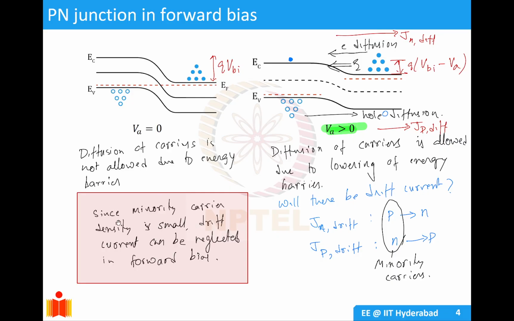So one important point: the minority carrier density is small, so drift current can be neglected in forward bias, because the diffusion currents in this case are very high compared to the drift currents. So you can ignore the drift currents.